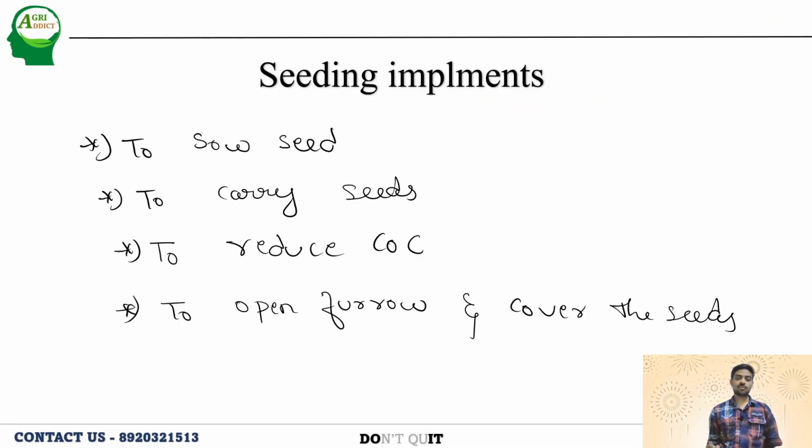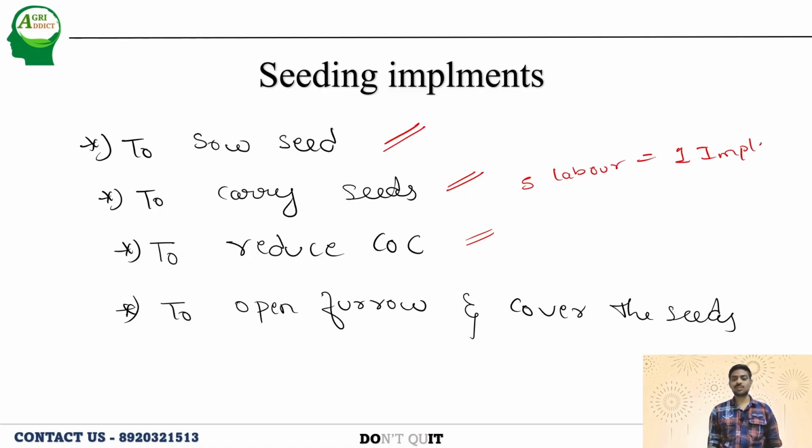To note down, where seeding implements play a role is primarily to sow the seeds, the primary objective. Next, to carry the seeds, because carrying the seeds manually through the field is very difficult, right? So seeding implements help the farmers to carry the seeds on the field easily, and they reduce the cost of cultivation because the work of 5 laborers is done by a single implement.